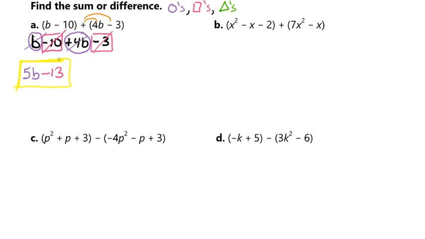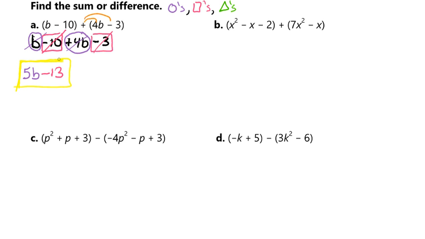In letter B, we have x squared minus x minus 2 plus 7x squared minus x. This one works similar to letter A. So if you feel like you're ready to try it, you can push pause and give it a try, and when you're done, push play and see if you were right.